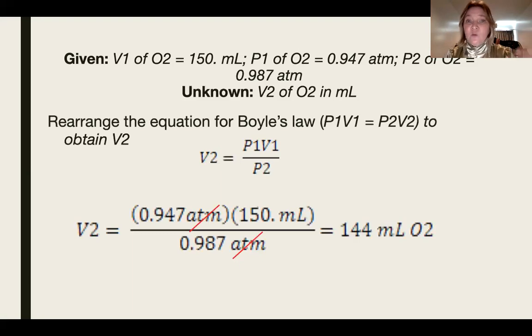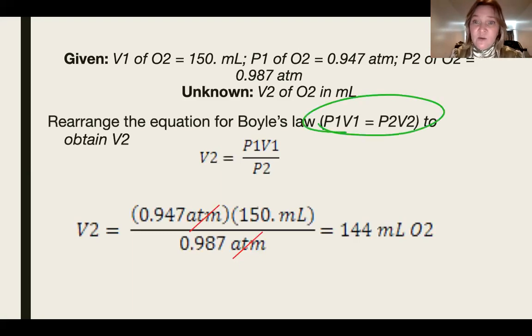So we're going to rearrange Boyle's law, which is P1V1 equals P2V2, and we're going to solve for V2. So we're going to take P2 and move it under P1V1. So we get V2 equals P1V1 over P2. We're just going to plug in our numbers. Please, please, please be careful when you're plugging in your numbers. Make sure that you have the correct number assigned to the correct variable.